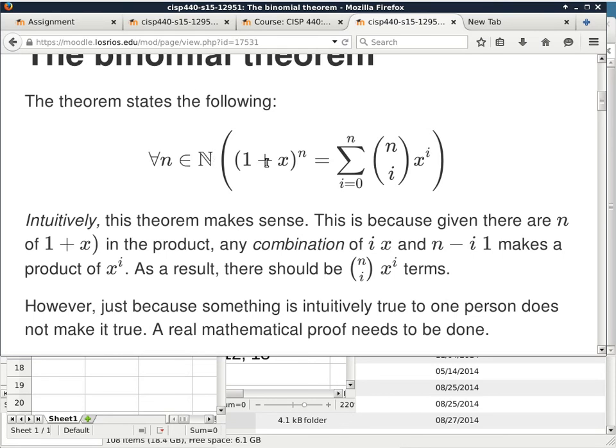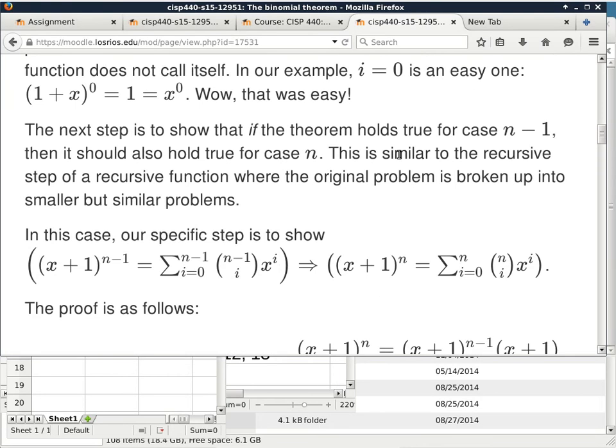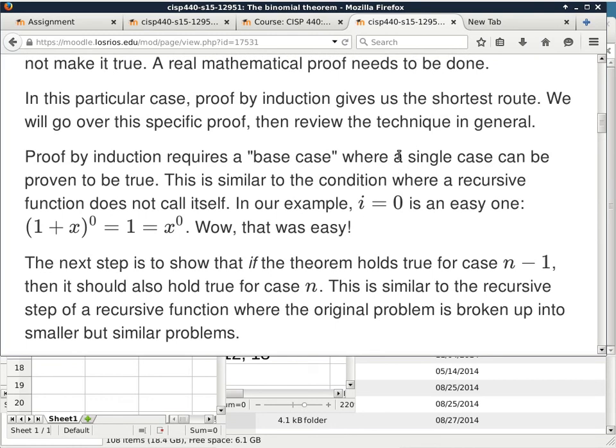When n is 0, then (1 plus x) to the power of 0 is the same thing as the summation of i going from 0 to 0, picking 0 out of 0 items times x to the power of 0. It's the same thing. It is actually on the whiteboard already. If you look at the whiteboard, this is our base case. Are there any questions about the base case?